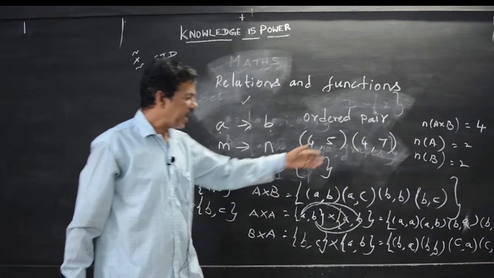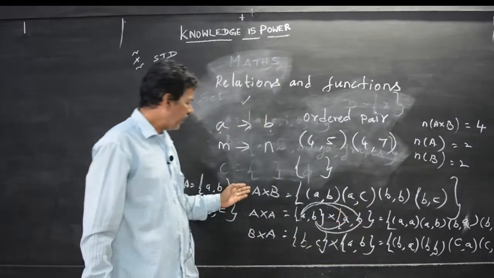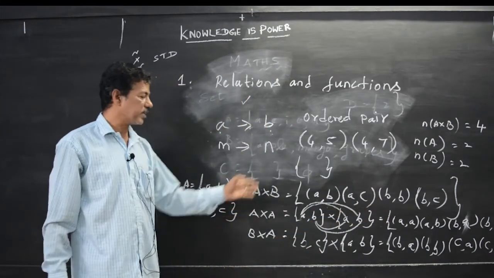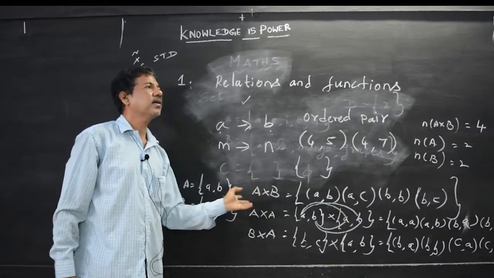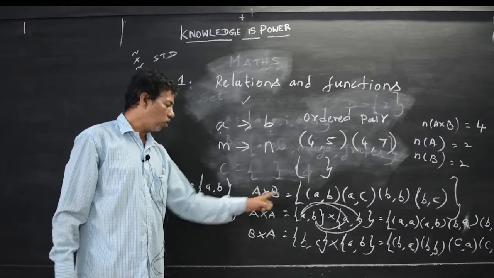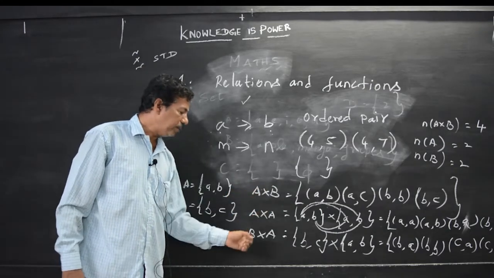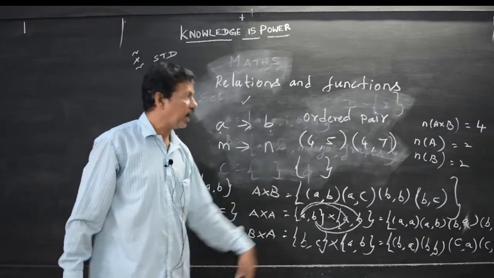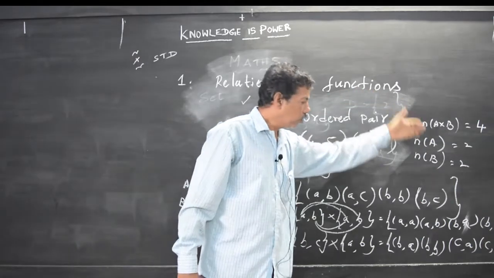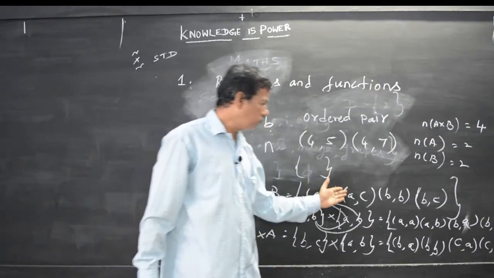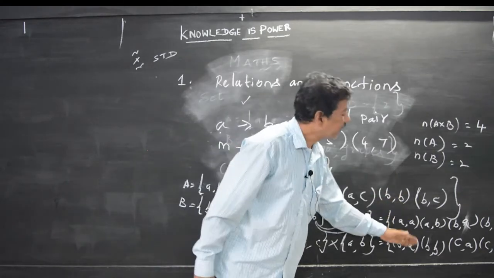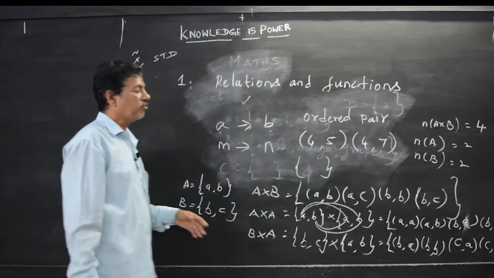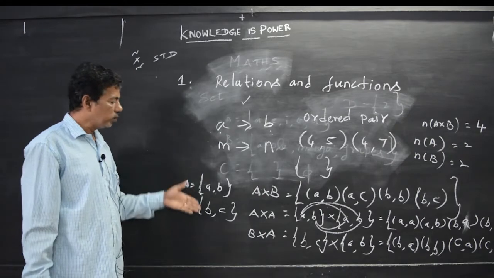So this is the way. See, the answers are all different, but we are using only A's and B's, just changing the position and format: A cross B, A cross A, B cross A. But if you find the cardinal number for all of these, you will get 4 elements: here 4, here 4, and here 4, because here there are 2 and here there are 2.